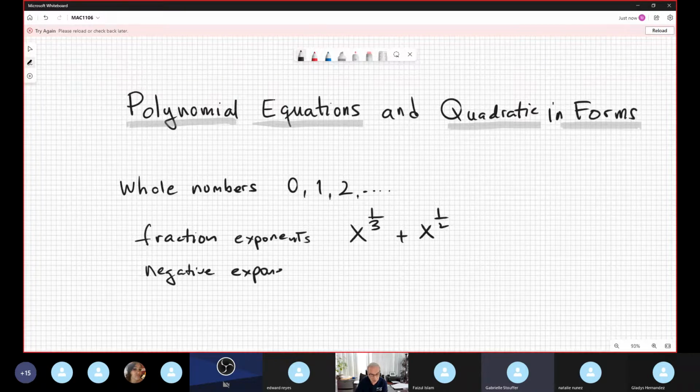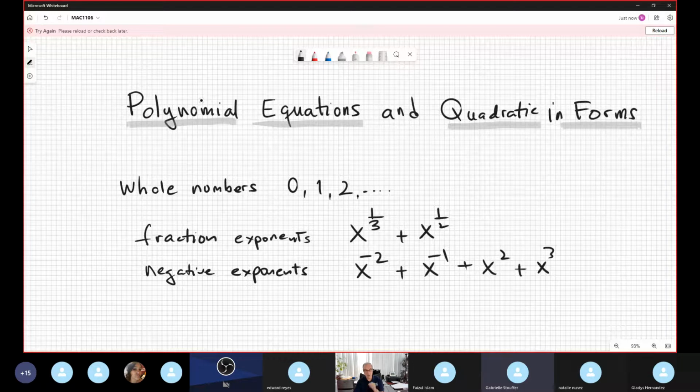When you see an equation that contains a negative exponent, for example x to the minus 2 plus x to the minus 1, even if another exponent is positive, if at least one exponent is negative, it is not a polynomial. So the definition of a polynomial equation is an equation that contains a single variable, but the exponents are whole numbers.